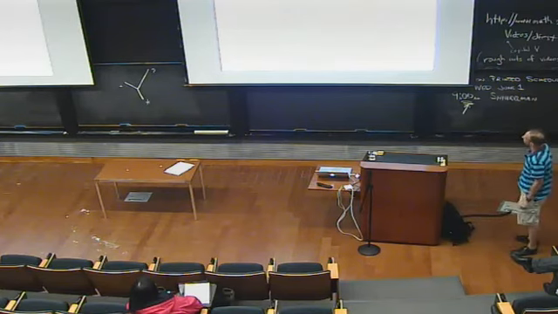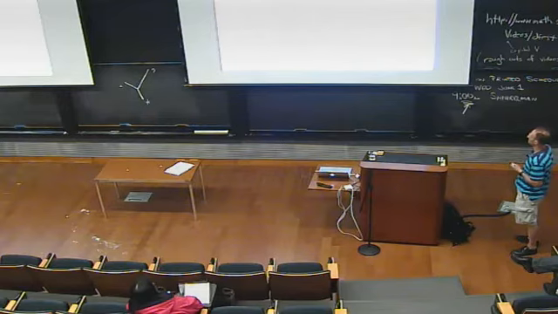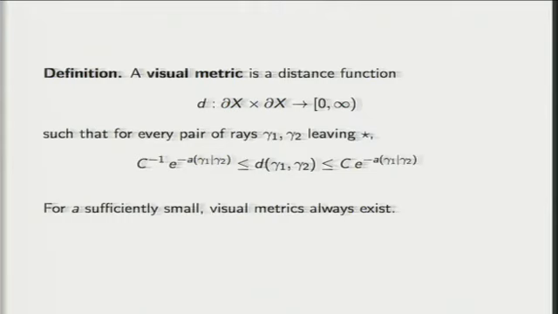In fact, you can show that if this a is sufficiently small, somewhat smaller than 1 over delta, then the visual metrics always exist. You can start by just looking at this quantity for a given a, and then you can argue that there will be a distance function which is comparable to that. So you have these visual metrics.